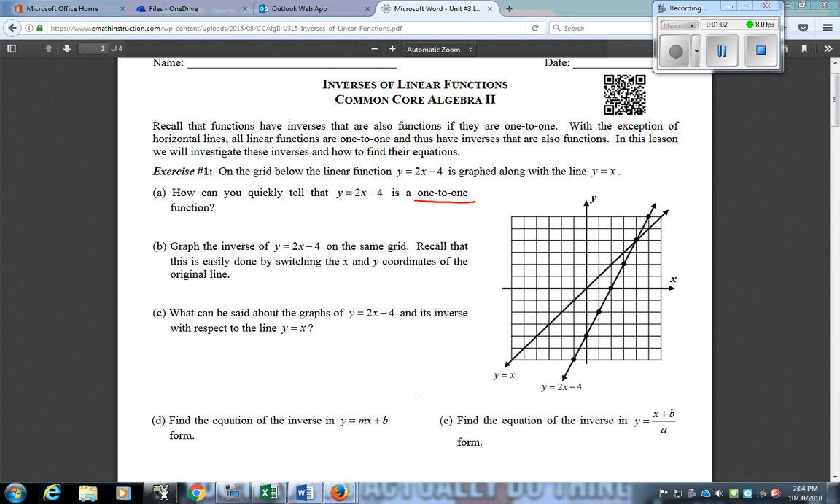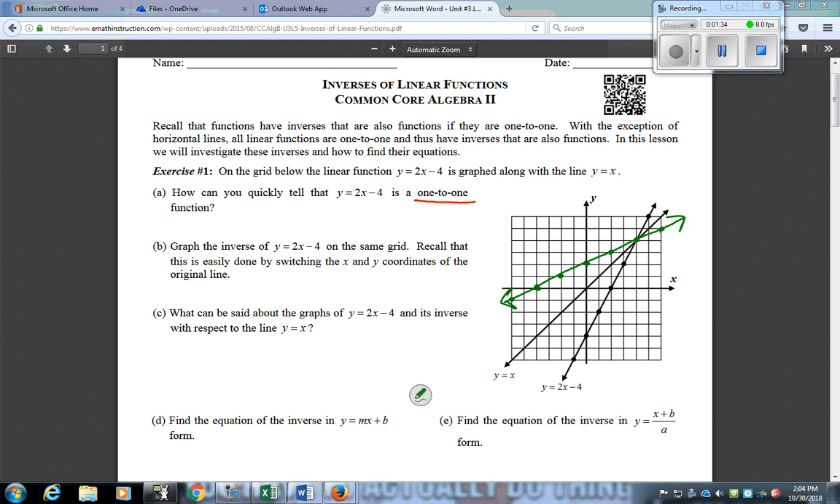In the case of the points that we have here, I see (2, 0), so I'm going to put (0, 2) in. I have (3, 2), so I'm going to put (2, 3) in. (4, 4) would be the same. And then we got some other ones. We got (1, -2), so that'd be (-2, 1). We also got (0, -4), so that'd be (-4, 0). And then you can draw in that inverse.